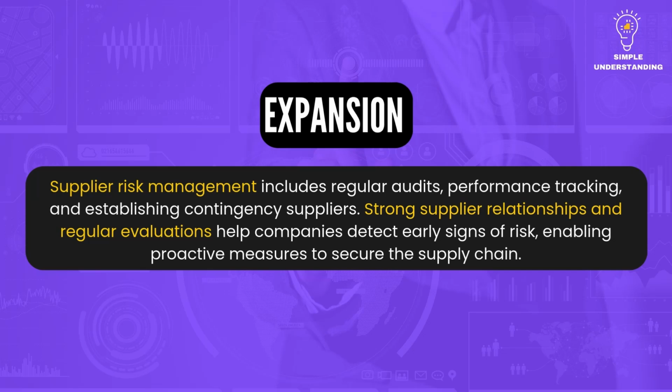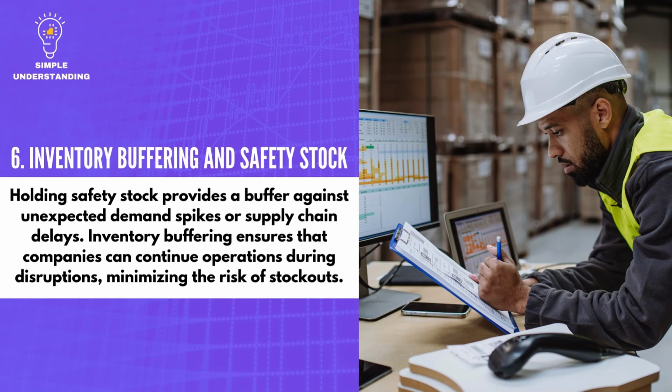Expansion. Supplier risk management includes regular audits, performance tracking, and establishing contingency suppliers. Strong supplier relationships and regular evaluations help companies detect early signs of risk, enabling proactive measures to secure the supply chain. 6. Inventory buffering and safety stock.